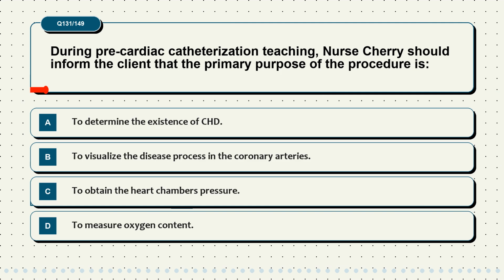Question 131. During precardiac catheterization teaching, Nurse Jerry should inform the client that the primary purpose of the procedure is. Here are the options. Option A. To determine the existence of CHD. Option B. To visualize the disease process in the coronary arteries. Option C. To obtain the heart chamber's pressure. Option D. To measure oxygen content.